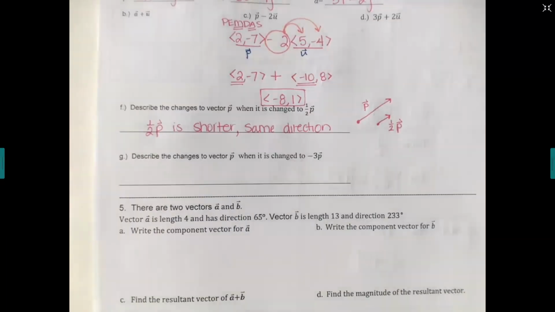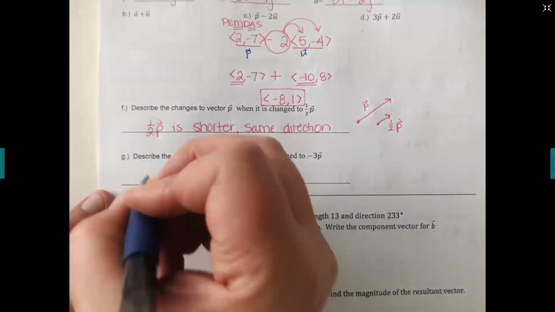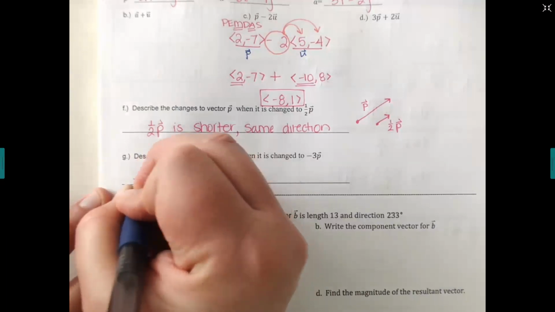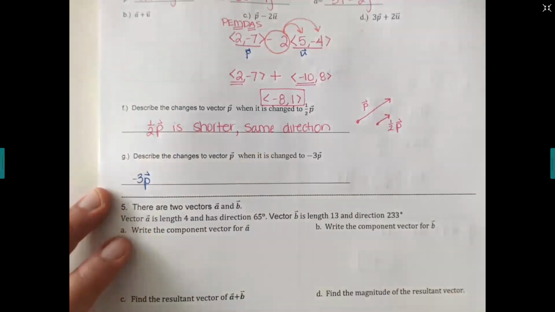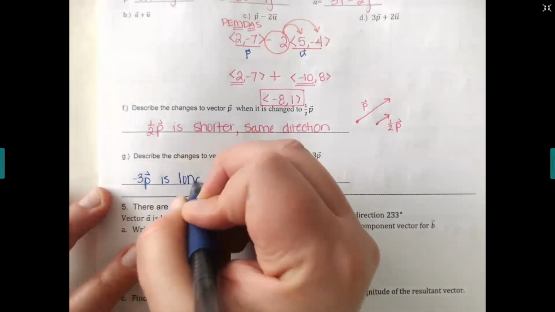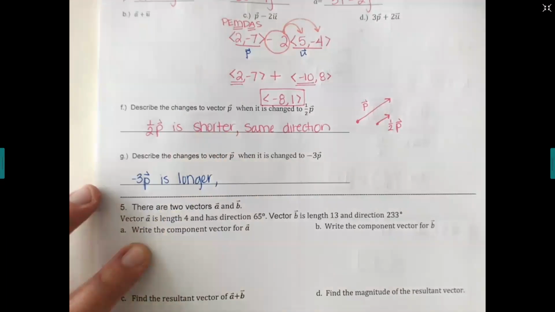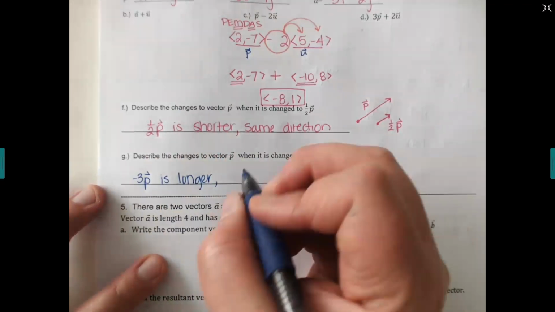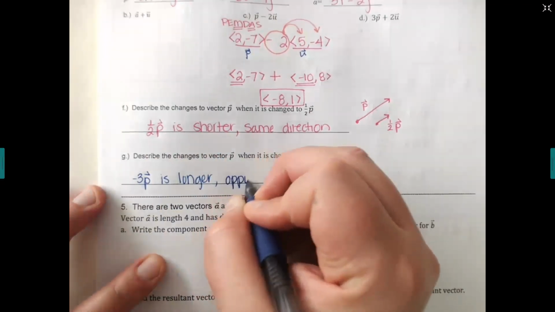Now look at G. I have P and -3P. First question, will -3P be longer or shorter than original vector P? It is going to be longer. How much longer? 3 times longer. What does the negative change? The direction it points. Very good. So it's going to point the opposite direction.